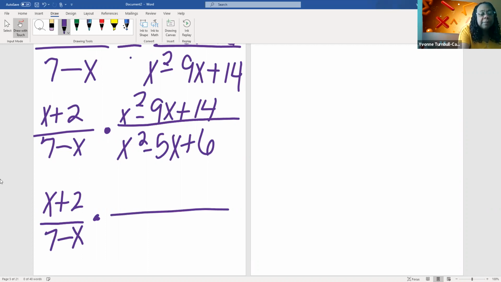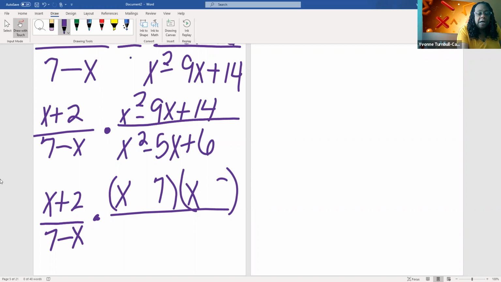I'm going to factor my new numerator. Luckily, I have no coefficient on my first term, so it's easily factorable. So I know this is going to factor into x and x. I need 2 factors of 14 that are going to give me 9. 14 has factors 1, 2, 7, and 14. 7 and 2 are the only 2 factors that can give me 14. So when I teach, I always say, just put the factors in first.